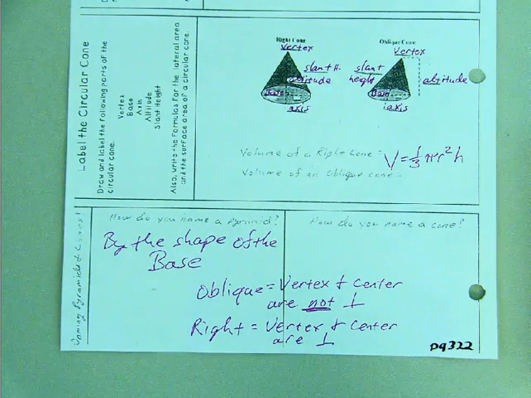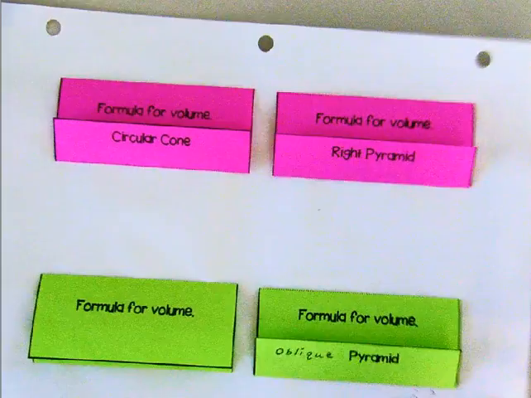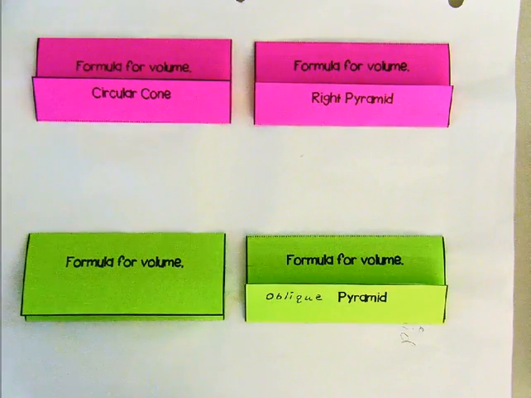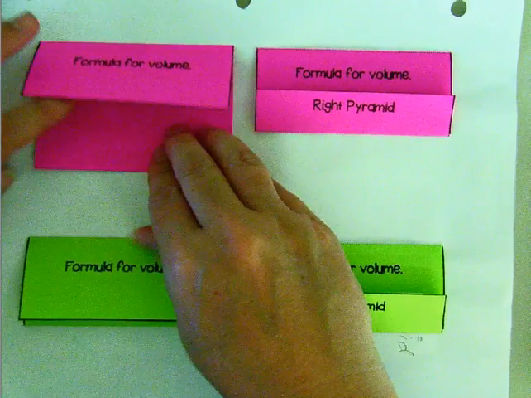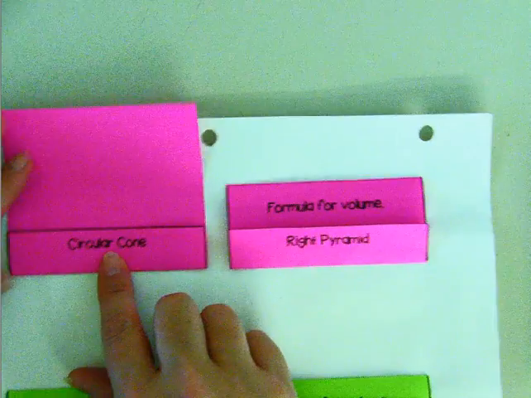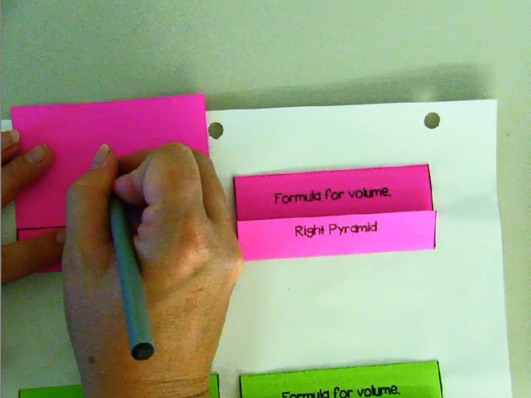Okay? All right, so then we have some more pink and green sheets, similar to what we did with our prisms and our cylinders. So we're going to work on those next. For these, again, we're going to be drawing our three-dimensional shapes, and then we're going to do an example. So we're going to start with our cone. That's our first one. So we're going to draw a cone.